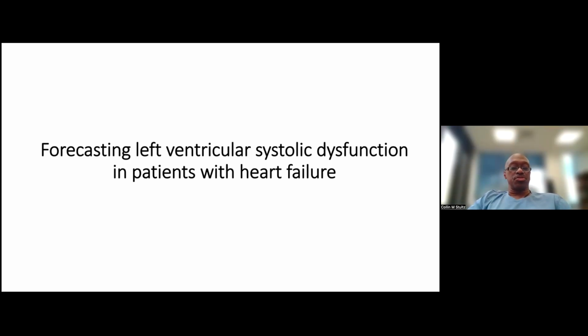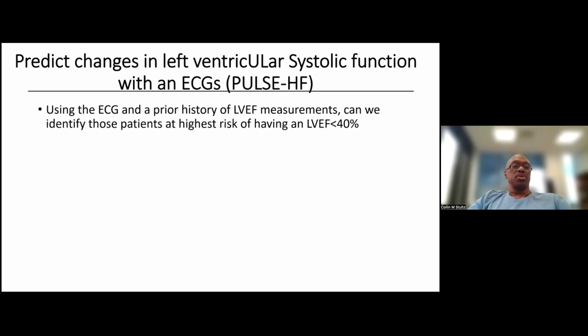And the left ventricular ejection fraction is highly correlated with future risk of mortality and also future morbidity. So our goal in this study is to use a simple signal, the ECG, and the electronic health record, where the electronic health record lists for these patients their prior history of LVEFs. Can we determine those patients at the highest risk of having a low EF in the future?